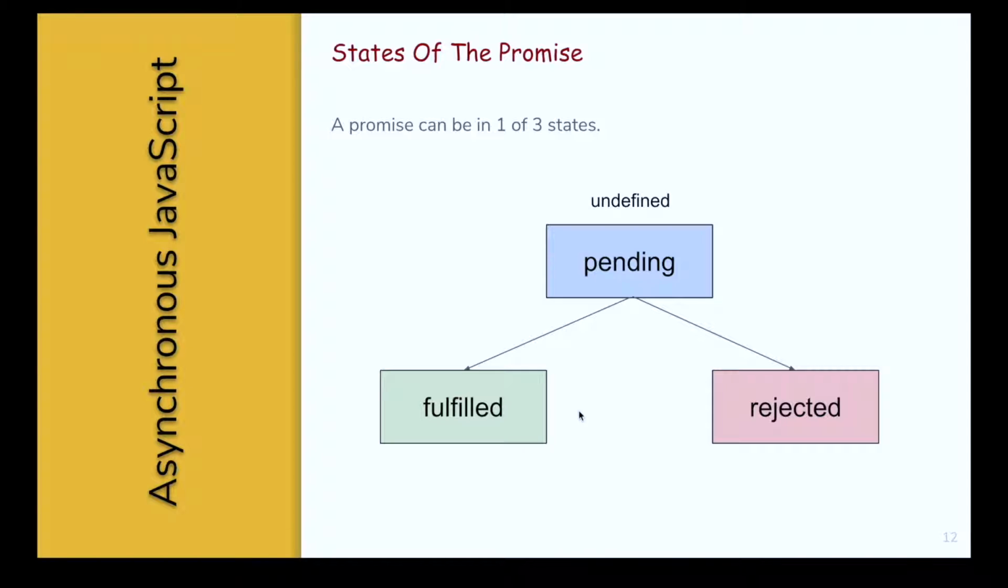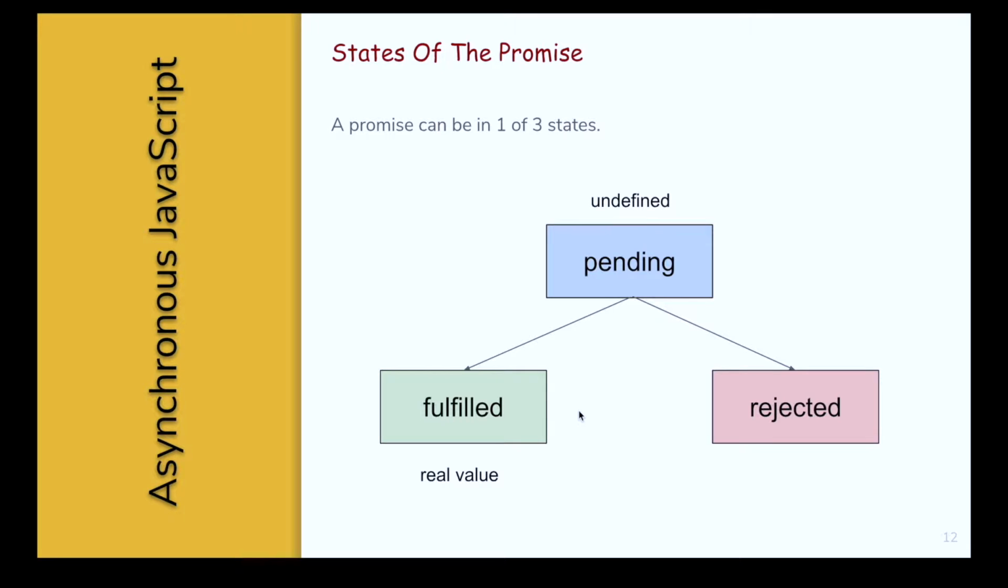Fulfilled status means that the action completed successfully. In our example, if everything goes well during these 3 seconds and we get the contents of the file, then promise will change its status from pending to fulfilled. When the promise changes its status to fulfilled, the value property will contain a real value that we are interested in.